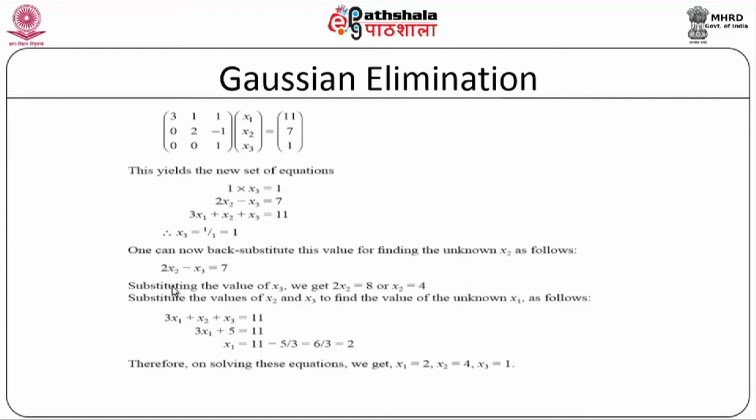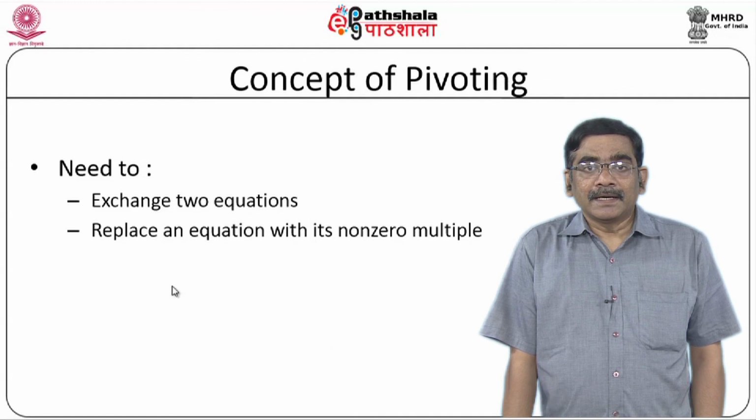Now, you can see that the last equation is very easy to solve, that represents x3 equal to 1. Once you find the value of x3, you substitute it in the penultimate equation, so it becomes 2 x2 minus x3 equal to 7. Already we know the value of x3, so we can find the value of x2, and once we know the values of x3 and x2, we can substitute them into the first equation. So now we have x1 equal to 2, x2 equal to 4 and x3 equal to 1. So, this is the method of Gaussian elimination.